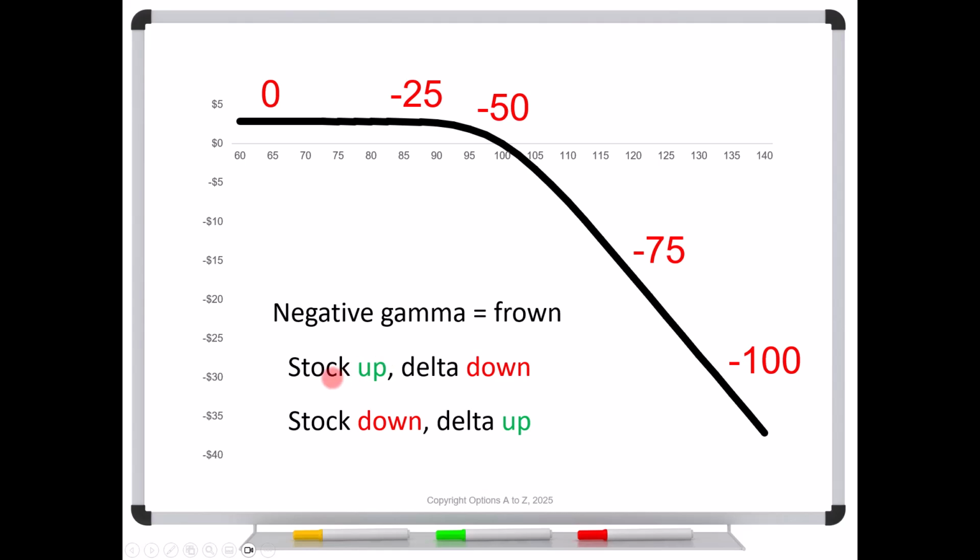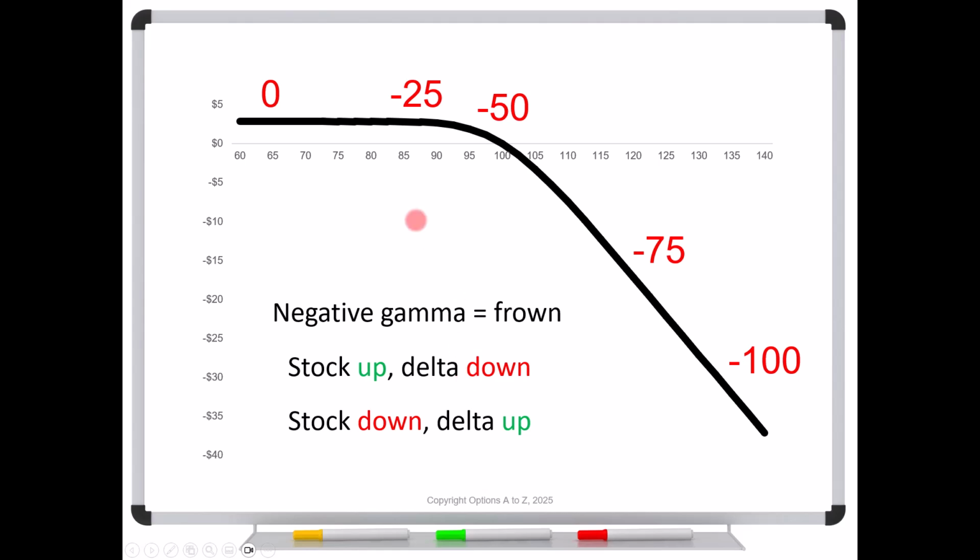So let's check our definition. Stock up, delta down. As the stock moves this way, we subtracted 25. Isn't that reducing the deltas? We subtracted 25 again, subtracted 25 again, subtracted 25 down here. As the stock is going up, we are reducing our deltas.